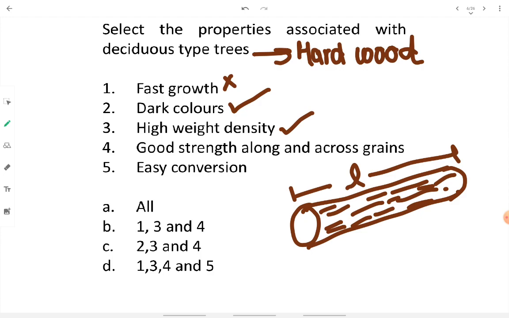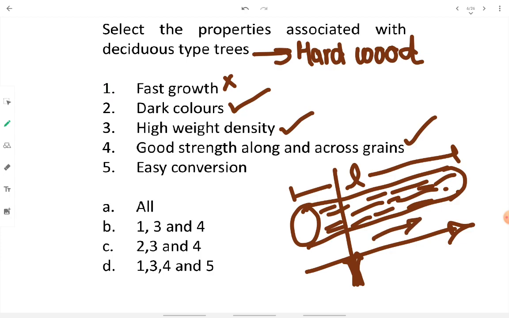Then, good strength along and across the grain. Along the grain means in this direction it has good tensile and compressive strength, and across the grain means in this lateral direction, perpendicular to the grain orientation, its strength is good. In case of conifer, the softwood's strength is along the grain only. In case of softwood, the good strength is available in this direction only. But when we talk about hardwood, the strength is available in along and across directions.